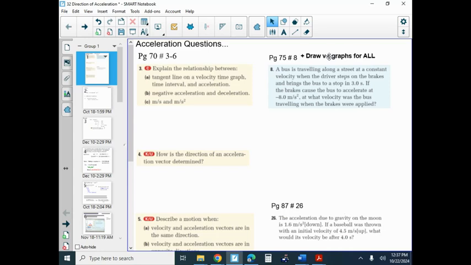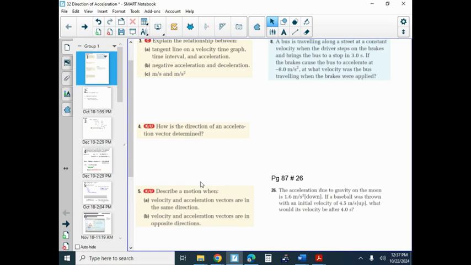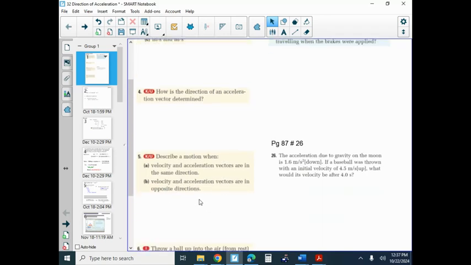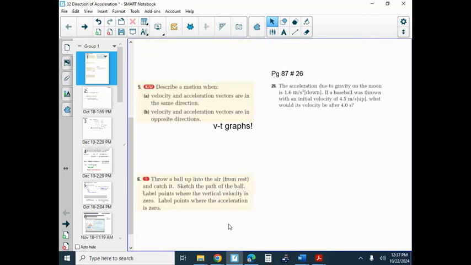This one here, I guess, put it like that. Plus VT graphs for those two. You could even do a VT graph for this one. VT graphs. That's a good way to describe it as well as part of your words. Path of the ball, VT graph as well.